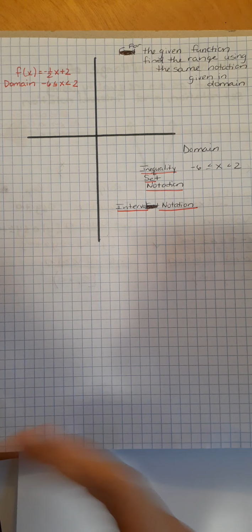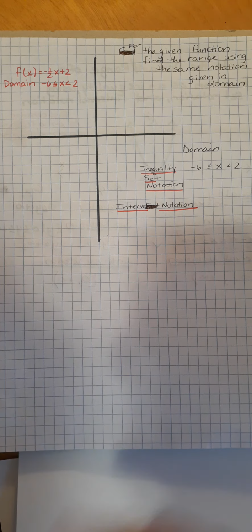This next problem, we're going to be finding the range using the notation given in the domain. So they give you a function, they give you the domain, and we're going to find the range written in the same way the domain is written. I'm also going to do the other ones just as an example, but I'll show the answer and then continue if it was in different types of notation.